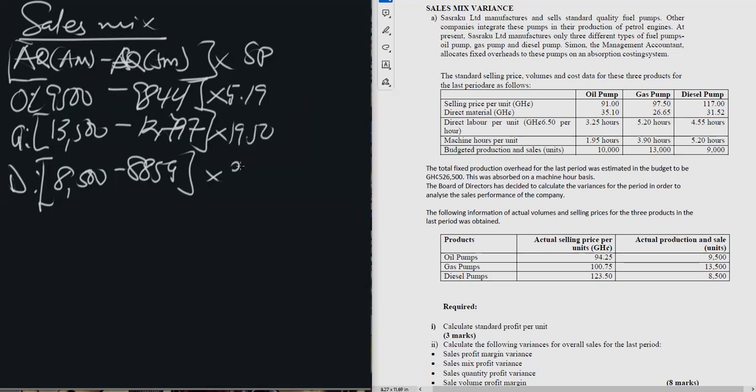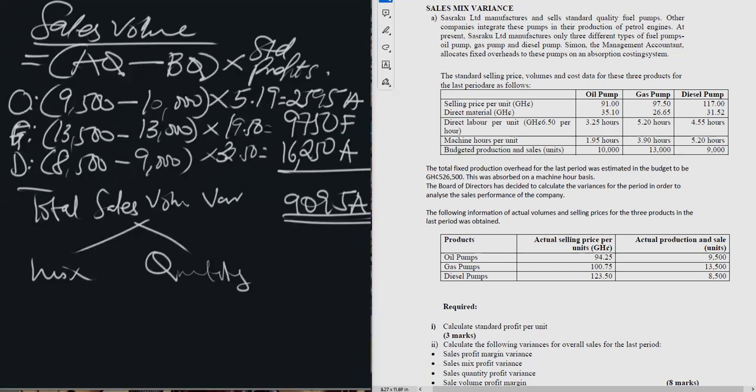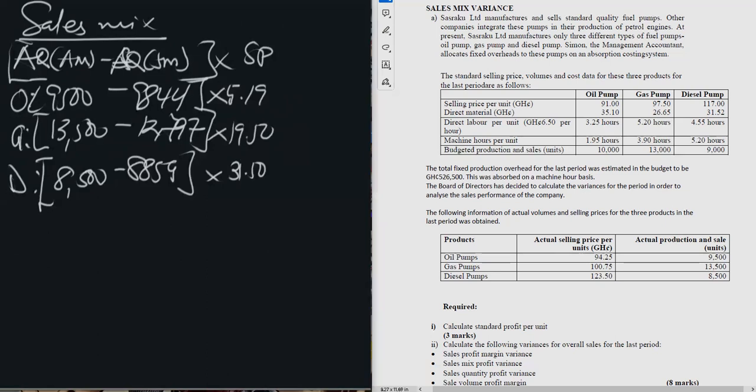Then 19.5, and then 32.5. Okay. So now that you have this, you can get your sales mix variance. So what do you get for sales mix? That means you have 9,500 minus 9,844, all at 5.19. You have 1,785.36.